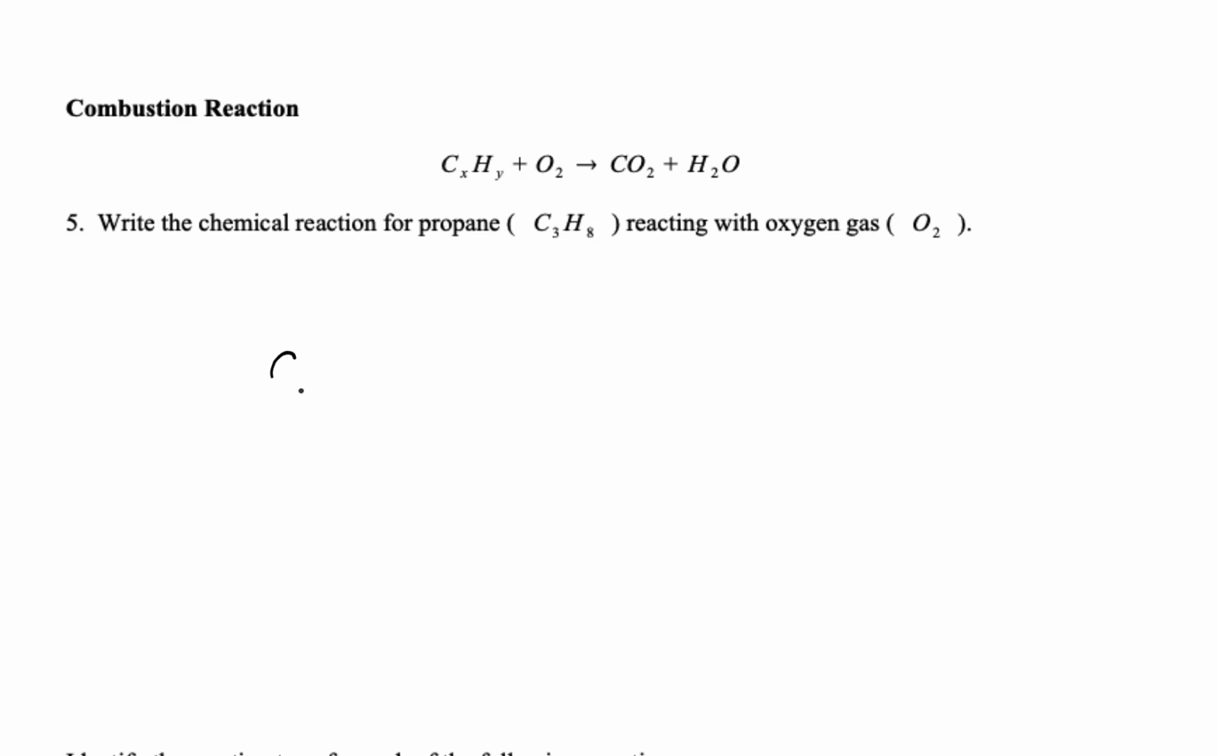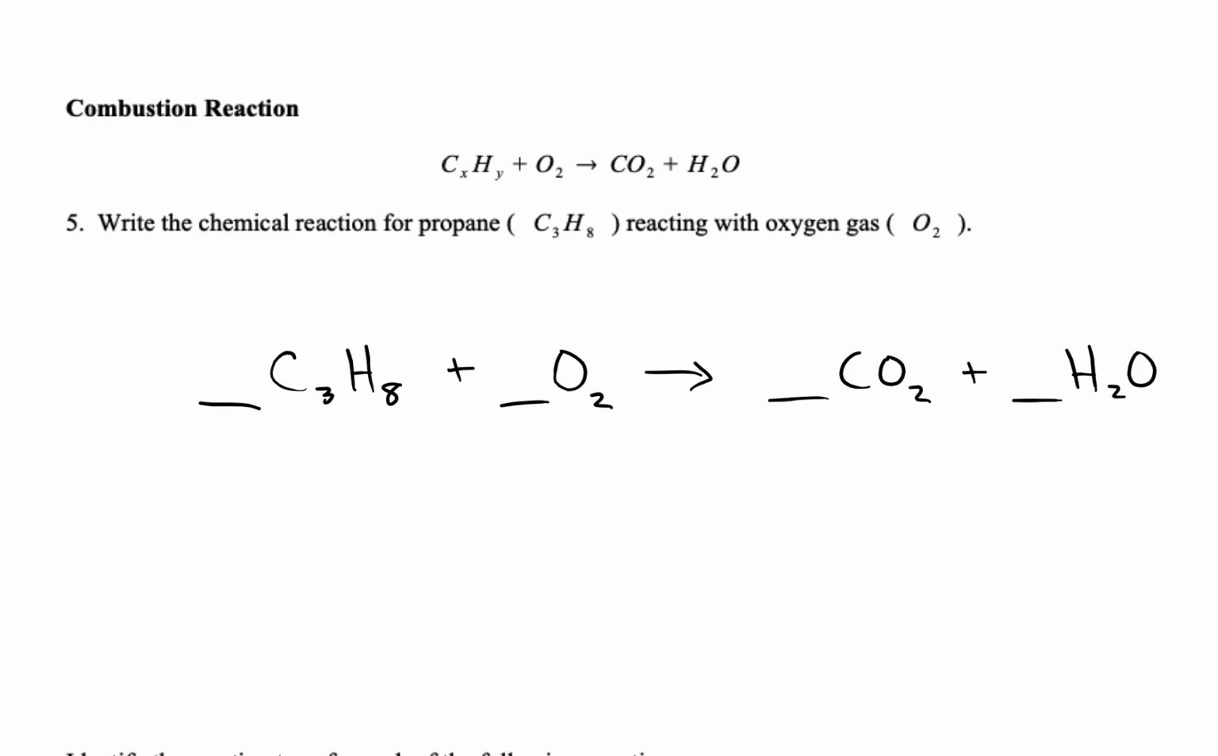We want to put the propane on the left. It'll combine with oxygen. You have to have oxygen to burn. And then we'll create carbon dioxide as a gas and water as a product. Now here all the chemical formulas are given, so we just want to balance the coefficients and then we're done.